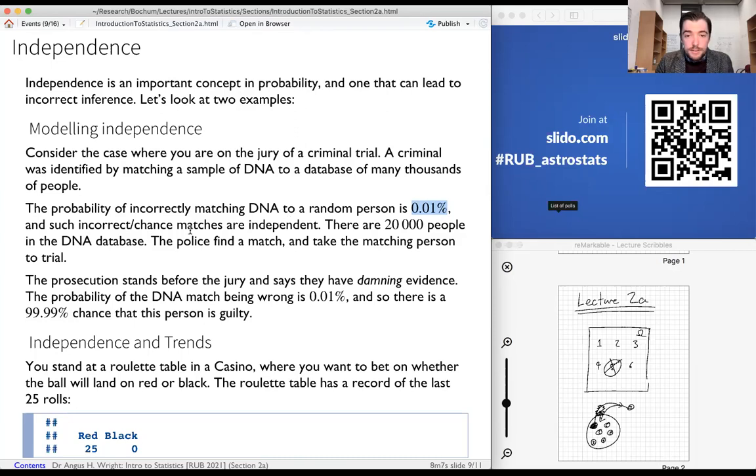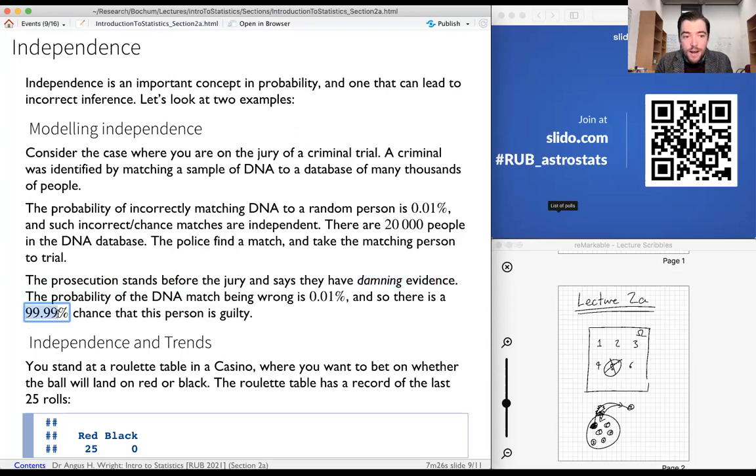Said differently, the chance that a person was identified purely by chance is 0.01%. Okay, very small. There's 200,000 people in the DNA database. The police found a match between the DNA and this one person, and therefore took that person to trial. The prosecution then stands in front of you in the jury and says that this is damning evidence, because the probability that the DNA is purely there by chance is 0.01%.